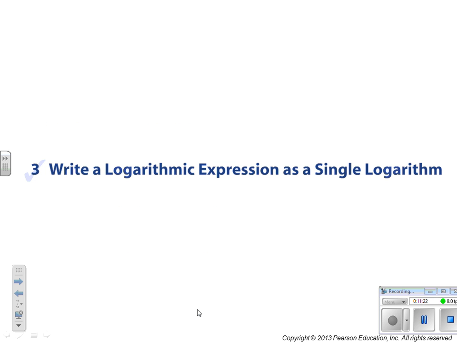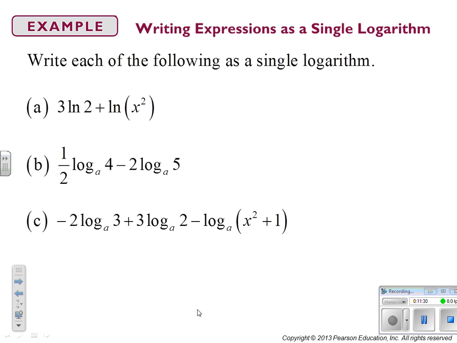All right. So now, this is what we've been building up to, writing a logarithmic expression as a single logarithm. So we're going to use kind of the reverse of our properties, which I believe is called the converse. So 3 natural log of 2 plus natural log of x squared. So I'm going to go ahead and bump that 3 back onto the 2.